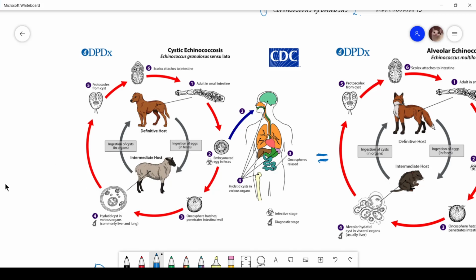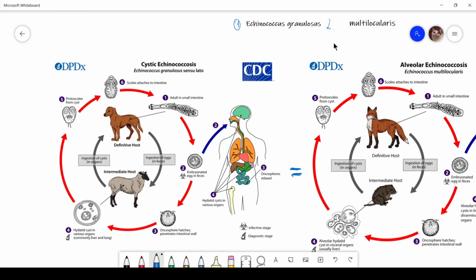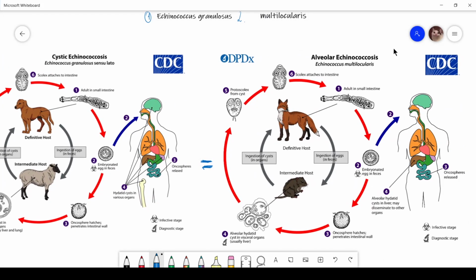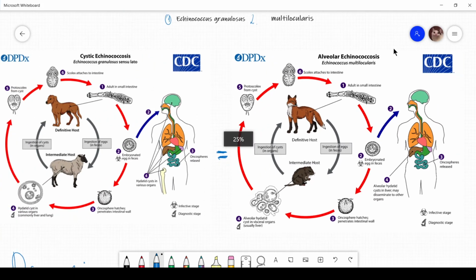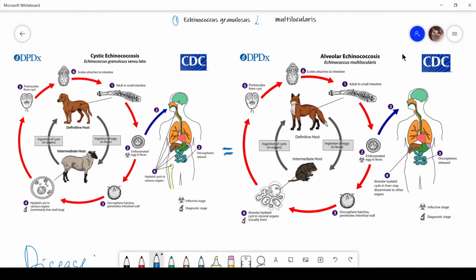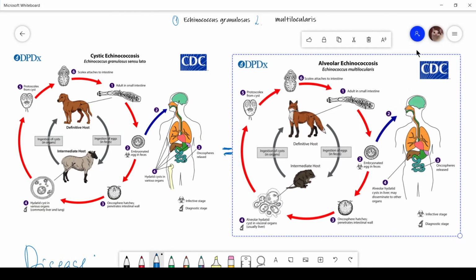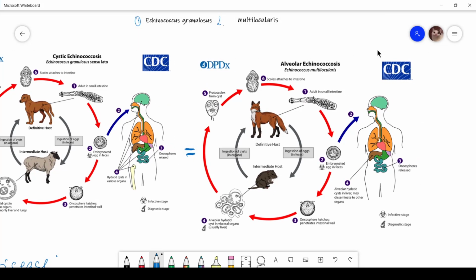Okay, go to the life cycle of Echinococcus multilocularis, and as you can see, the first stages of Echinococcus multilocularis development are similar, look like the life cycle of Echinococcus granulosus, especially the first three stages.